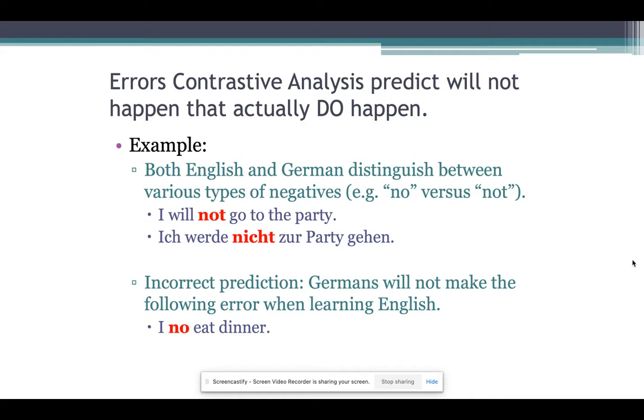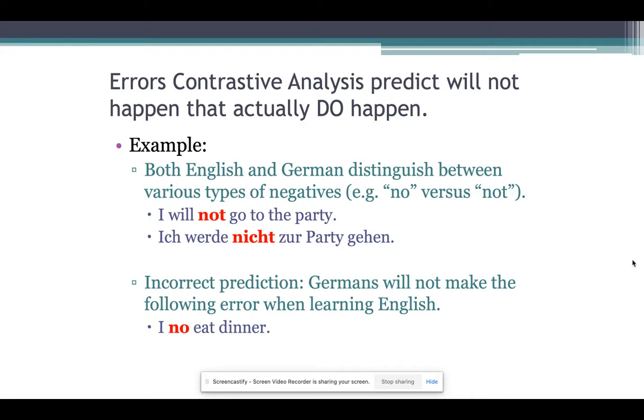So you may or may not know that in English we have no and then we have not, right? When you're negating a verb, you use not instead of no, and they do the same thing in German. They have nicht instead of nein. And so logically, this difference for English shouldn't be a problem for Germans.